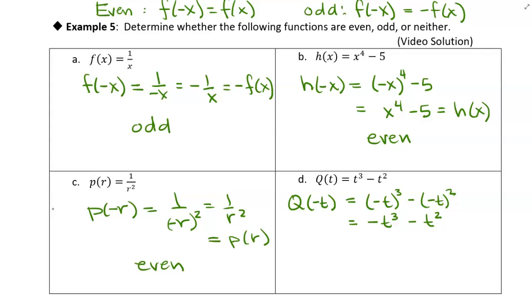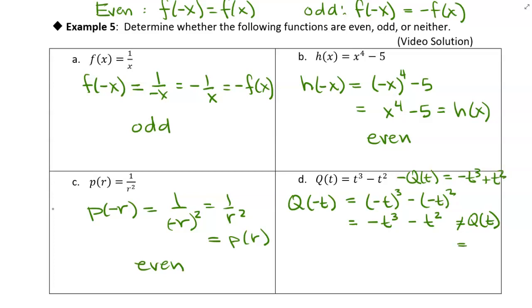Now, we want to compare that. Is that equal to q of t? No, that's not equal to q of t. So let's look at what negative q of t would look like. If we just multiply all of this function by negative 1 and distribute the negative 1, then we would end up with negative t cubed plus t squared.